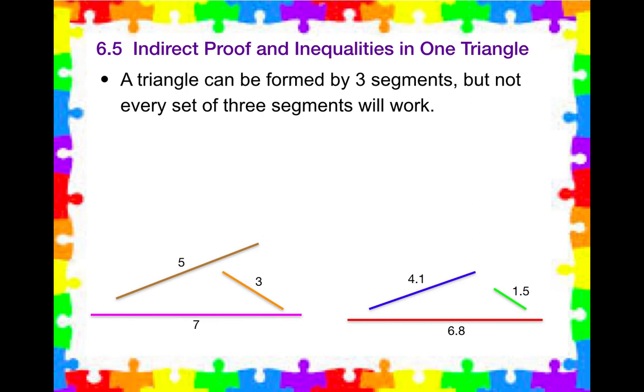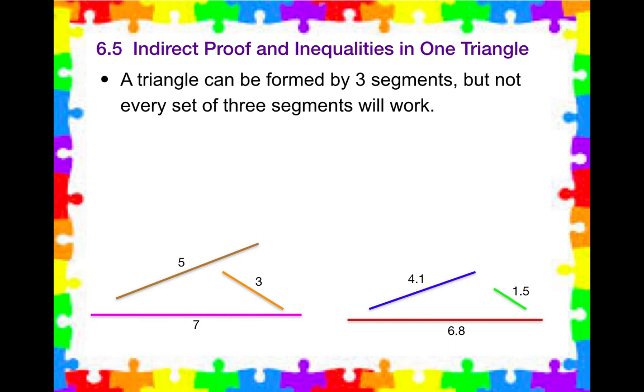Welcome back. This is Mr. Greenstein's Geometry, and we're in Chapter 6, Section 5, Indirect Proof and Inequalities in One Triangle. This is the third of 3 videos, and now we're going to tackle the problem of forming a triangle with 3 segments. If we were given 3 segments, say we're given 5, 3, and 7 in length, could we put those together to make a triangle?